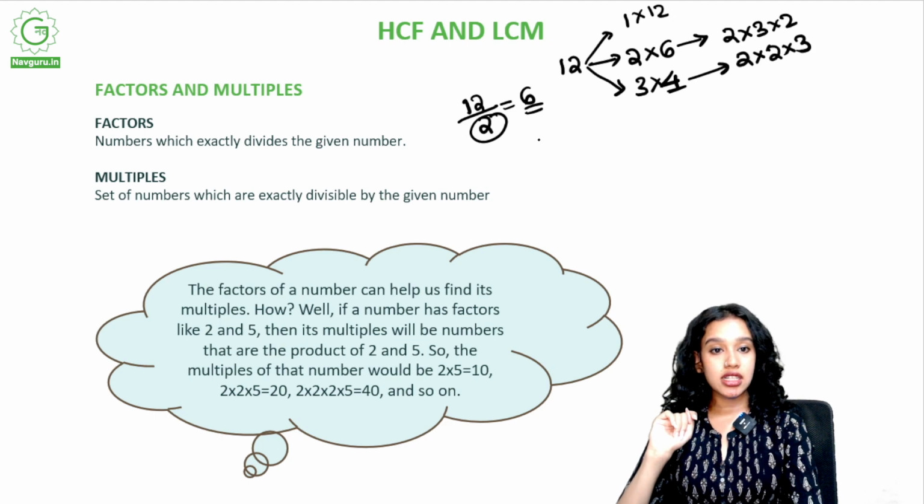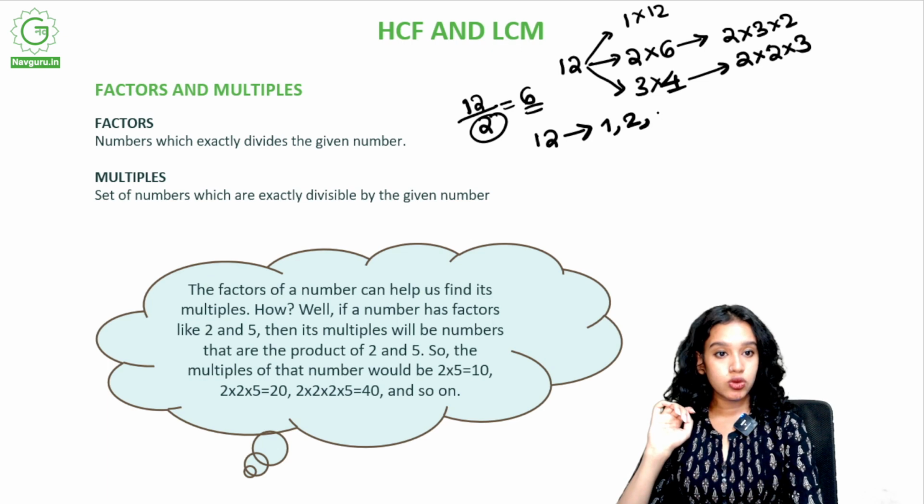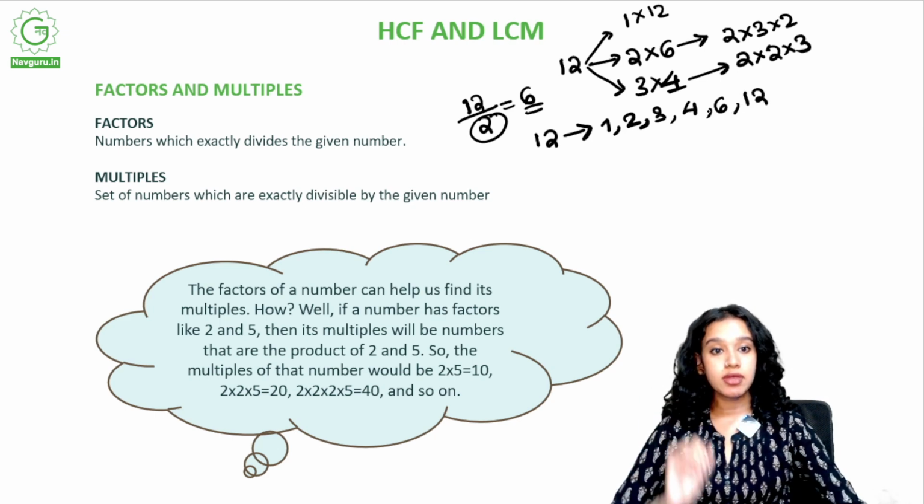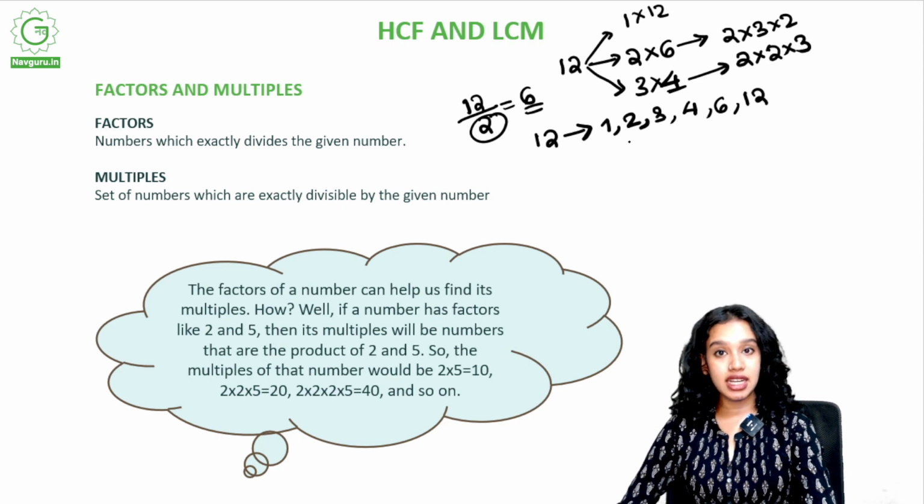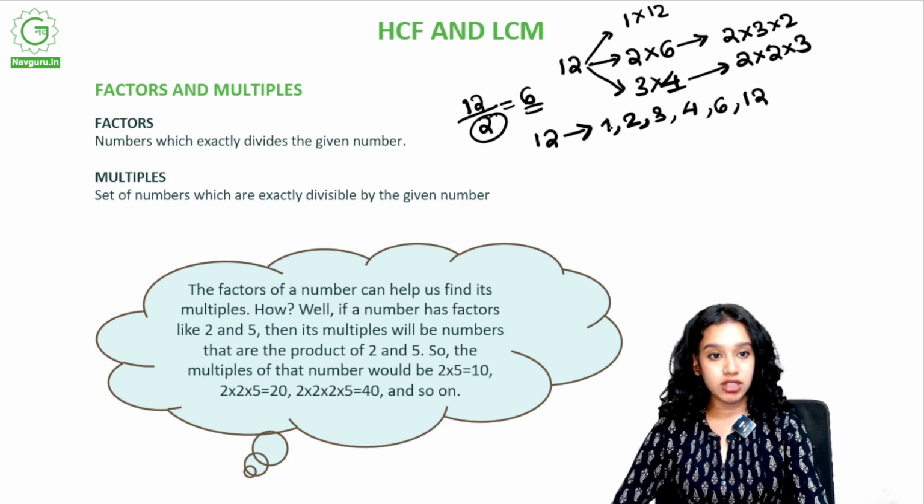So what are the factors of 12? 12 has 1, 2, 3, 4, 6, and 12 itself as factors. How come? When we divide 12 by 1, we get 12, and there is no remainder. Same thing with 2, we get 6 and no remainder. When we divide by 3, we get 4 and no remainder. When we divide 12 by 4, we get 3 and 0 remainder. When we divide 12 by 6, we get 2 as the quotient and 0 remainder. And 12 divided by 12 is 1 as the quotient with 0 remainder.